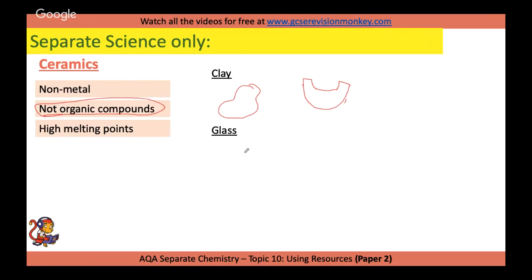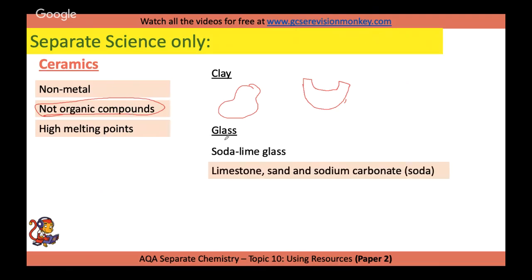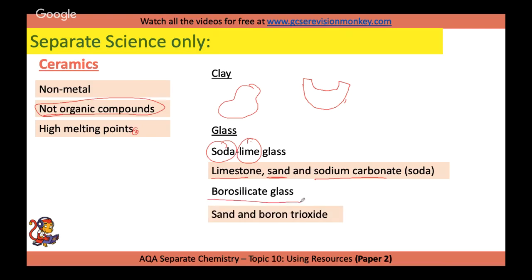Glass is another one. There are two examples that you need to be aware of. It's a ceramic material. There's soda-lime glass, which is made out of limestone, hence the lime bit, and sodium carbonate, which is the soda bit, and all glass is made out of sand. So limestone, sand, and sodium carbonate. If you want something with a higher melting point, you could make borosilicate glass, which again is sand, the main constituent of glass, and something called boron trioxide, which is where the boro bit comes from.